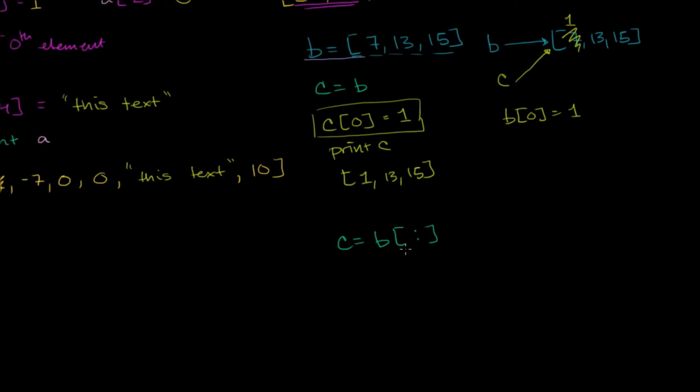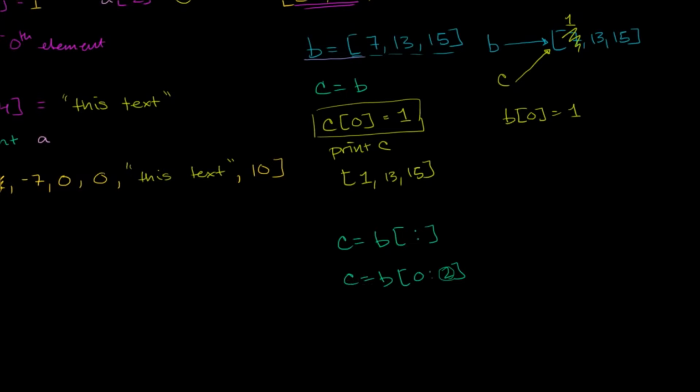And what this does is it tells you copy everything in B from the beginning of B all the way to the end of B. So you could write C is equal to B, and then you could say 0, 0, all the way up to, but not including, the second element. So this right over here would create a new list that is the 0th and only the first element. It won't include the second element.